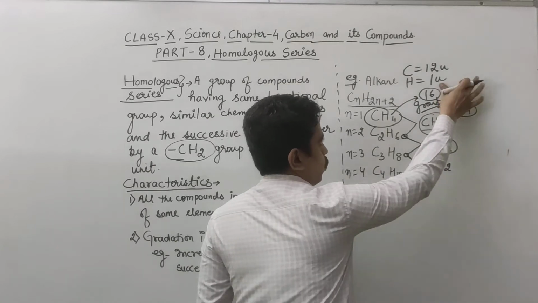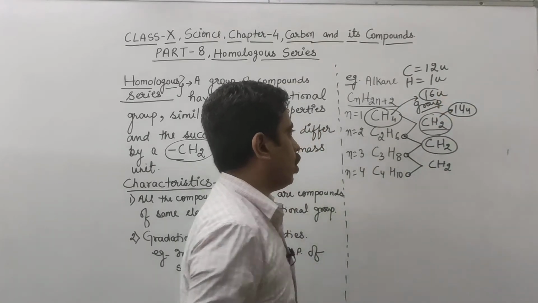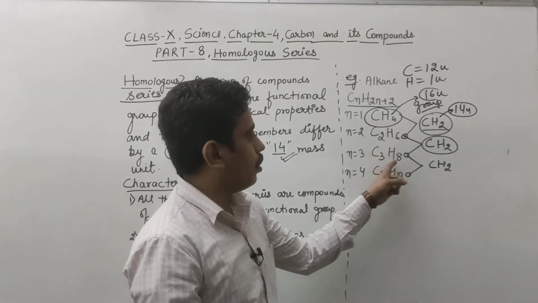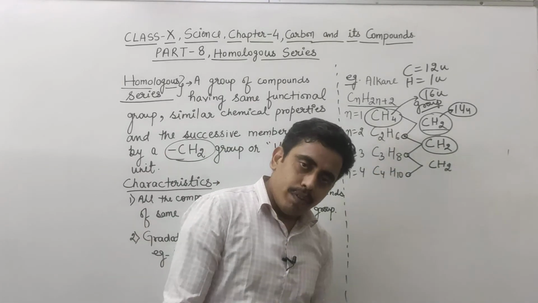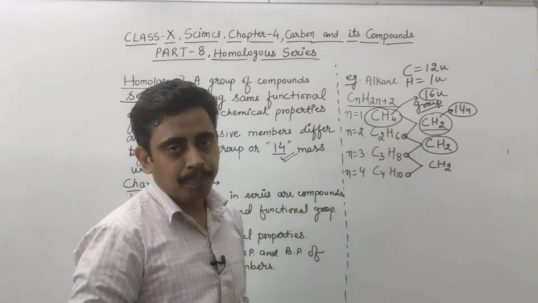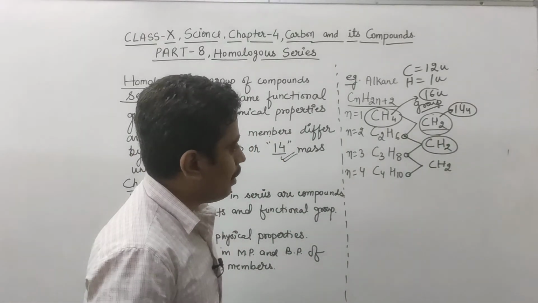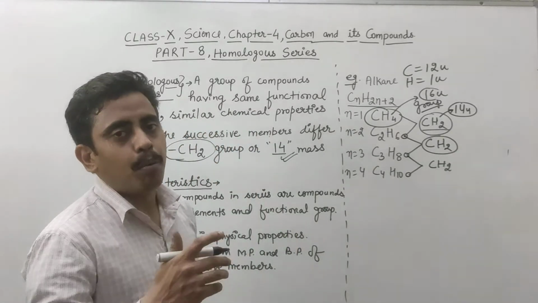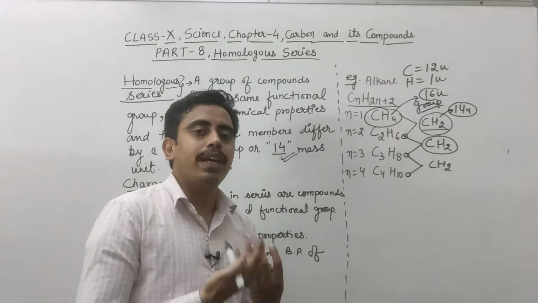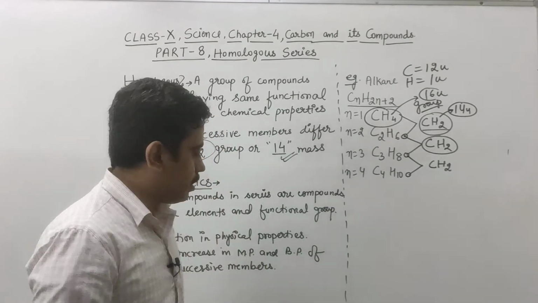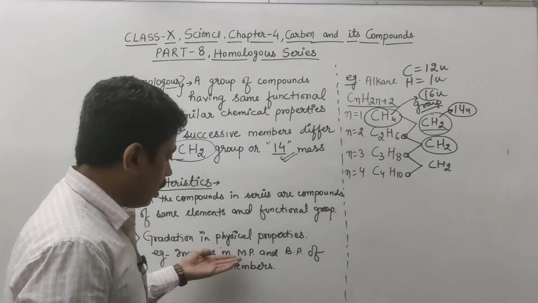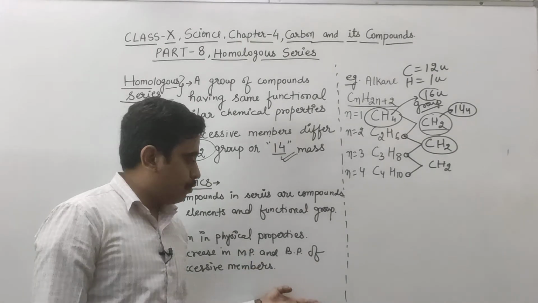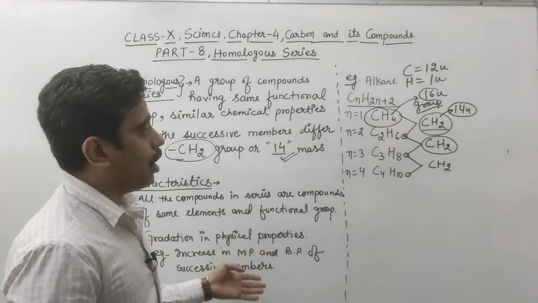Similarly, you will get 16U. What is the molecular mass of C2H6? You will get 30U. Then for this, 44U. Always there is a difference of 14 molecular mass unit. And that means because of increase in the molecular mass, the melting point and boiling point of the compound also increases. And that's why there is seen slightly the gradation in the physical properties. So this is what we have seen. These are the homologous series.